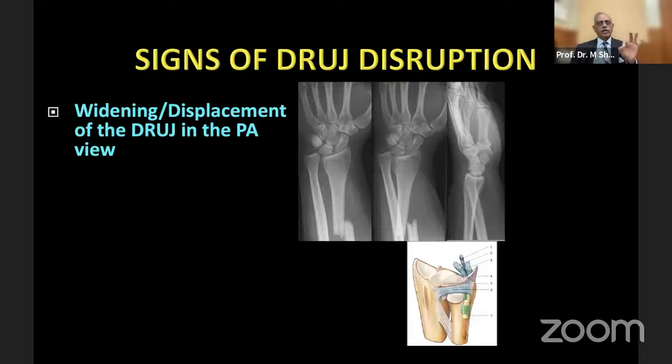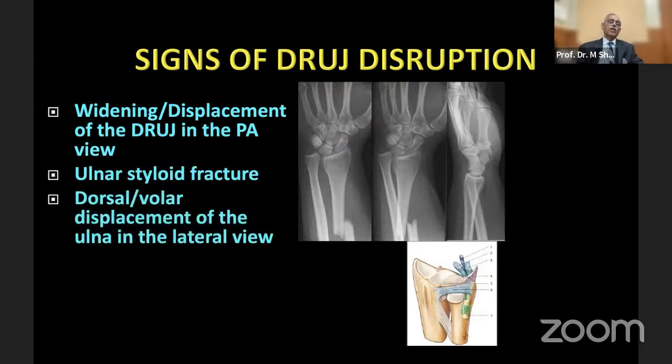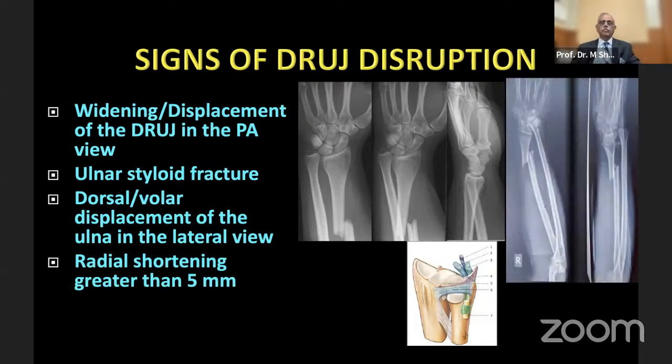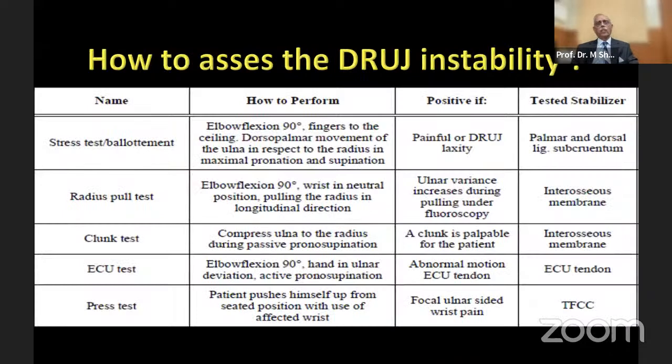Whether there is widening or displacement of the distal radioulnar joint in a PA view, whether there is a fracture of the ulnar styloid, whether there is dorsal or volar displacement of the ulna in the lateral view has to be taken into consideration. You would appreciate that the ulna has really displaced posteriorly and medially. And whether there is radial shortening greater than 5 millimeters. And look at that fracture, which is way up, and there is a complete dislocation.